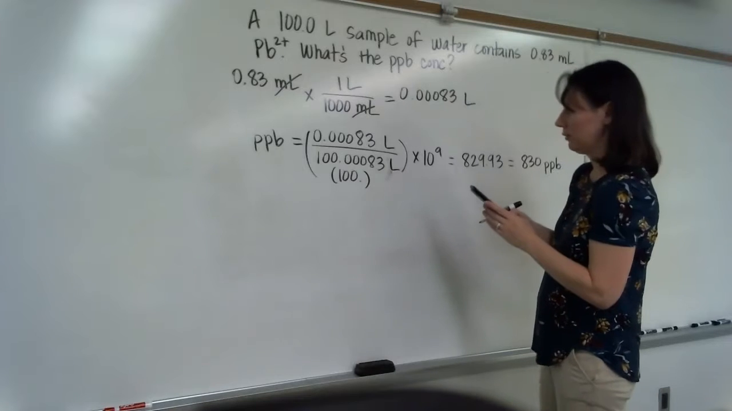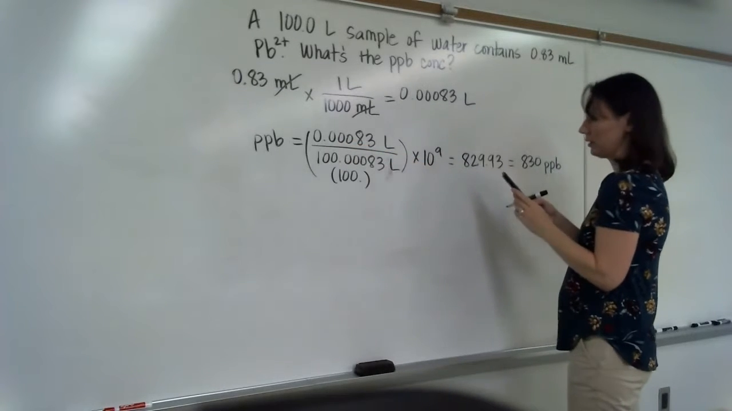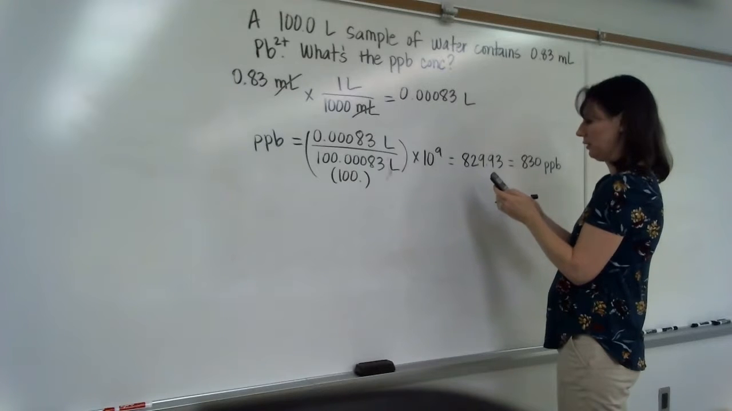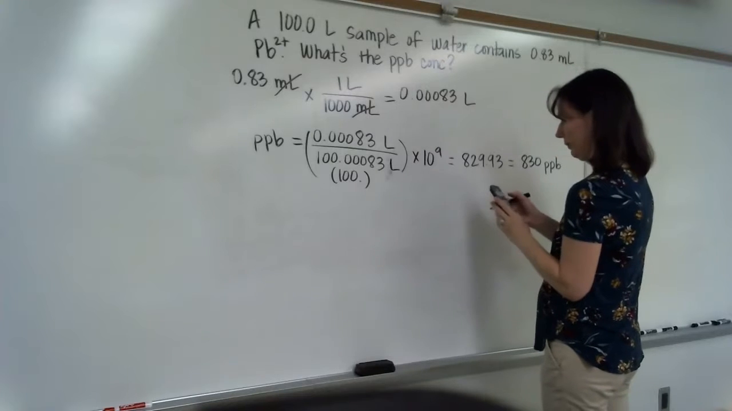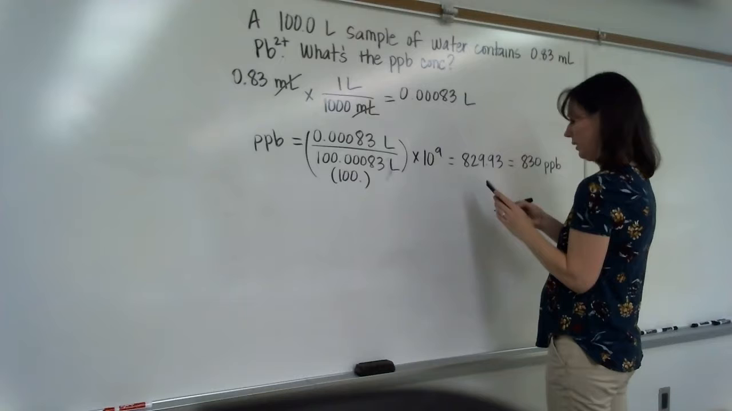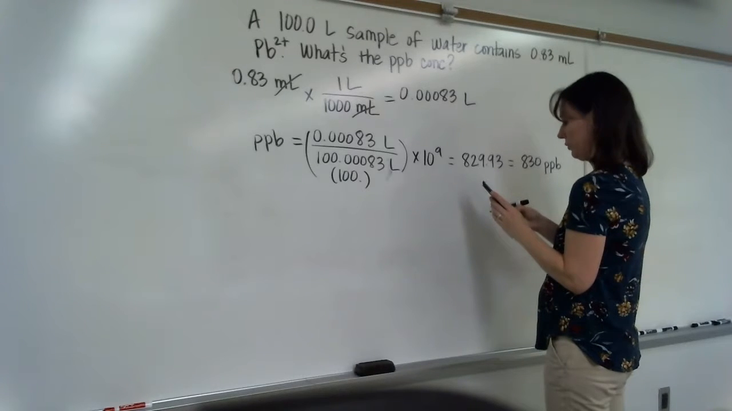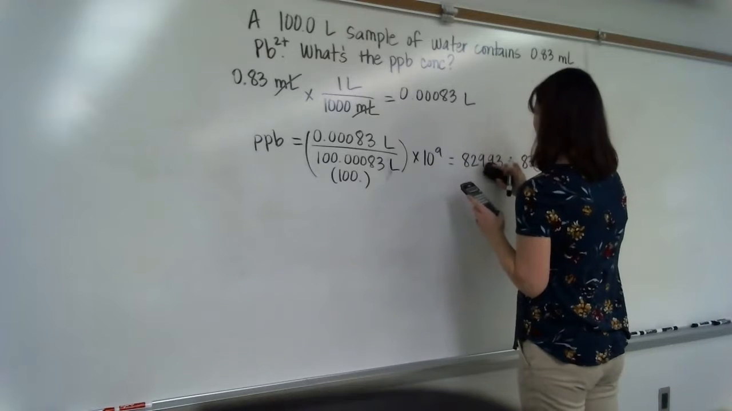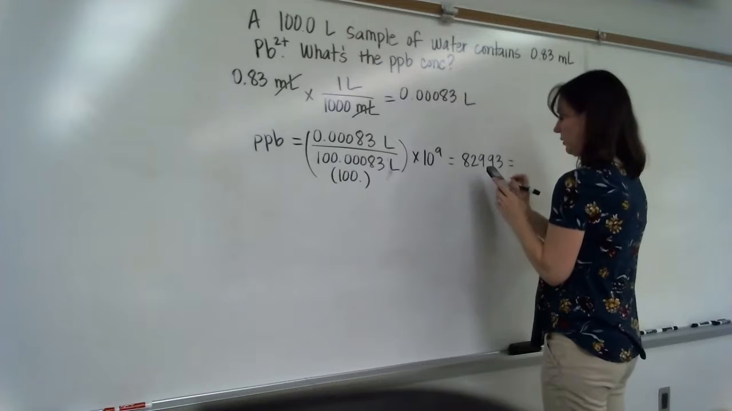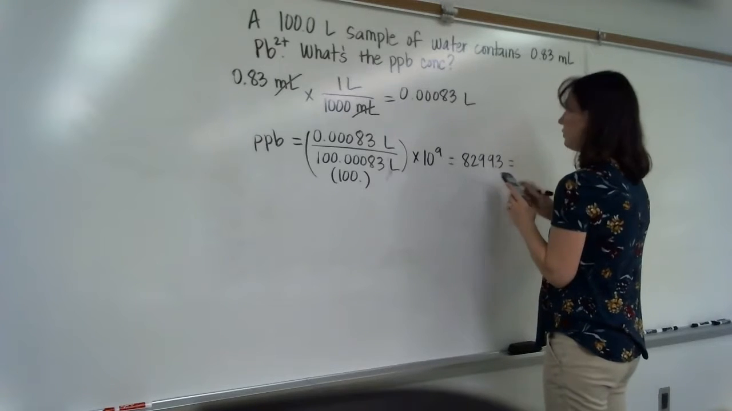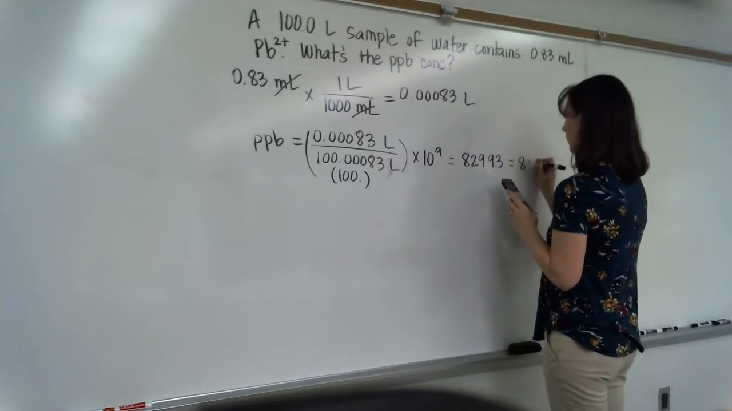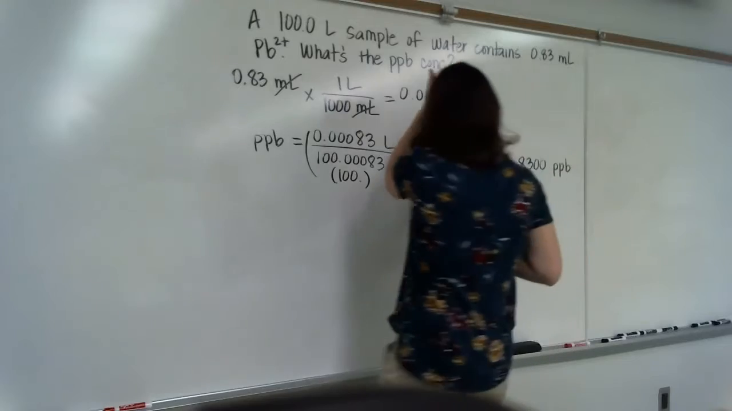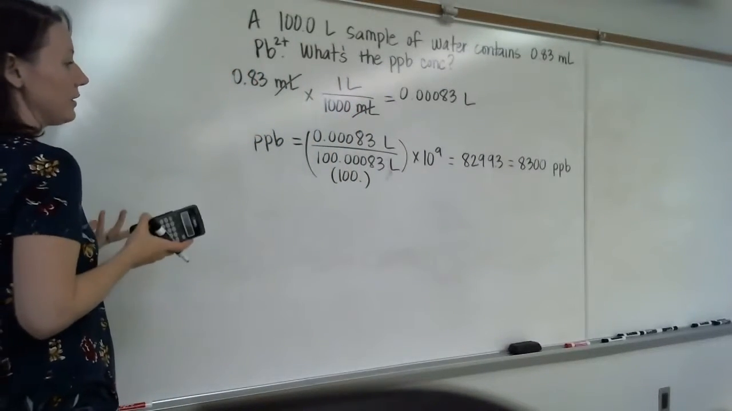If you do it without the 100, you're just moving the decimal 2 over. So 0.00083 divided by 100 times 10 to the 9. I left off a decimal place somewhere, didn't I? 0.00083 divided by 100.00083 times 10 to the 9. Yeah, I left off a decimal place. 829.93, which rounds to 2 sig figs, 830. Did you get the same number? I left off a decimal place the first time. You get the same answer regardless.